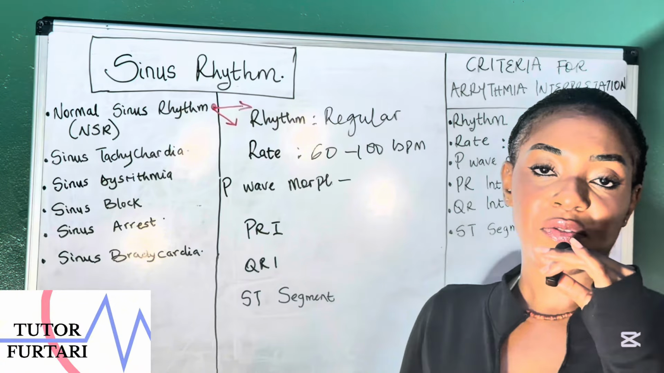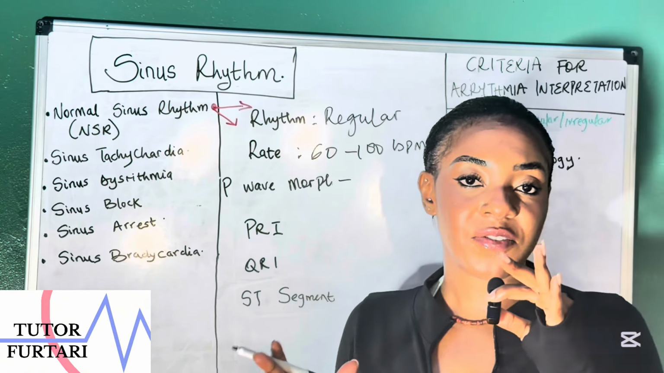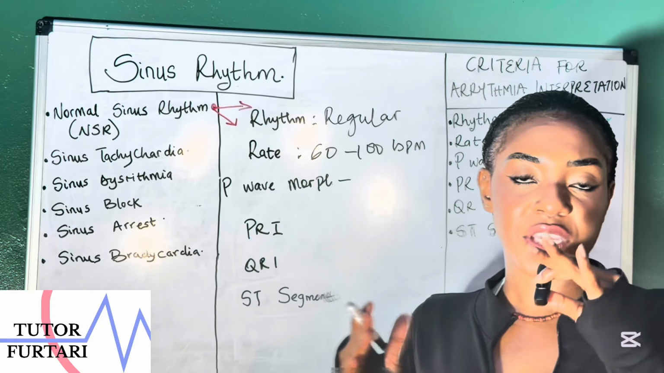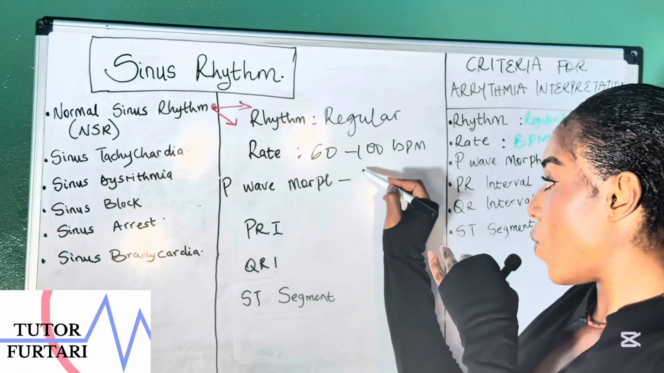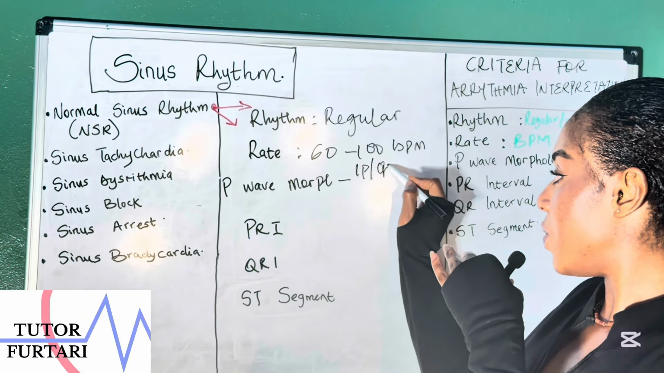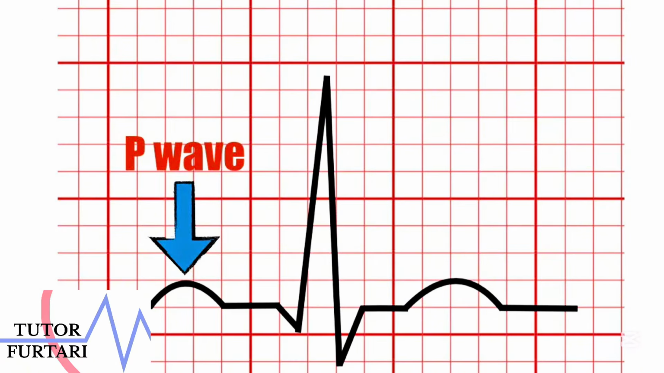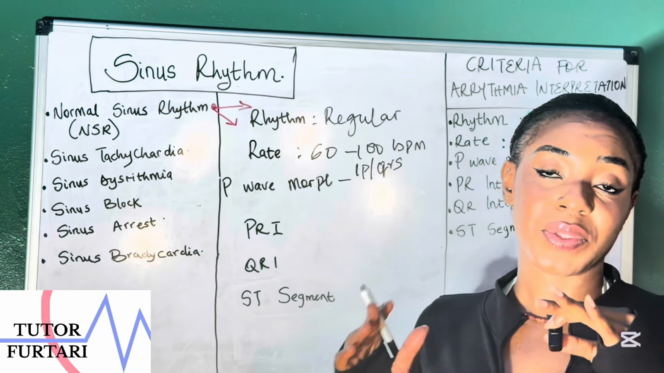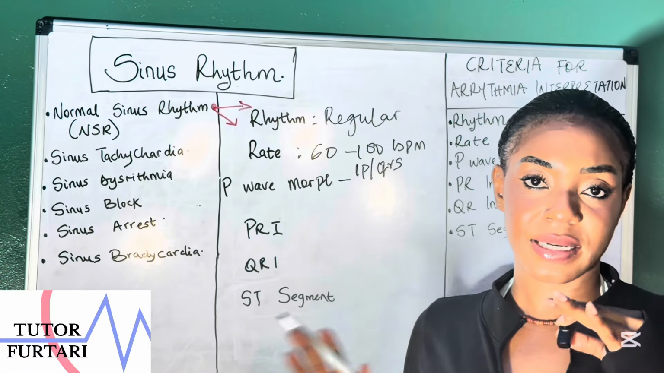P wave morphology asks the question, is there one P wave for every QRS? Yes, one P wave per every QRS, and it has to be upright and round. Yes, P waves can be inverted, and that's when we talk about junctional rhythm, but that's another video.